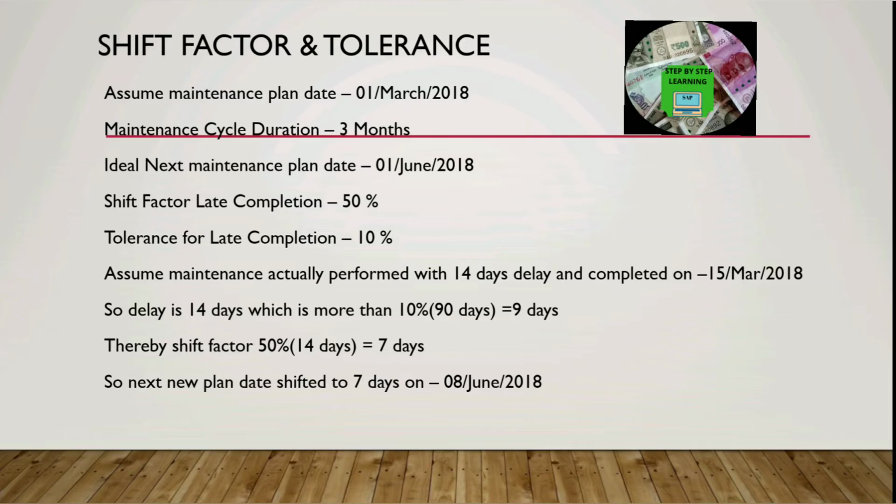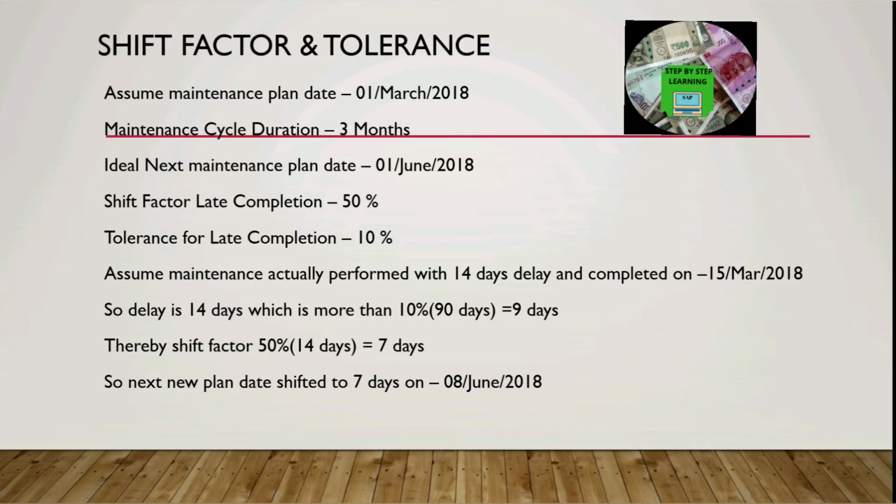Likewise, the same concept is applicable for shift factor for early completion and tolerance for early completion. So we have four things: shift factor late completion, tolerance for late completion, shift factor early completion, and tolerance for early completion. The concept is the same, whatever I explained for late completion. Okay, so let's see the next thing, the scheduling indicator.